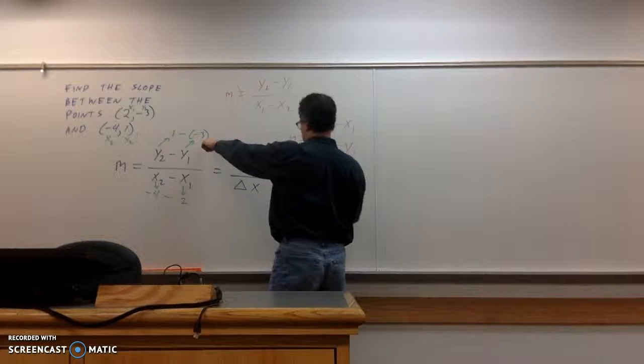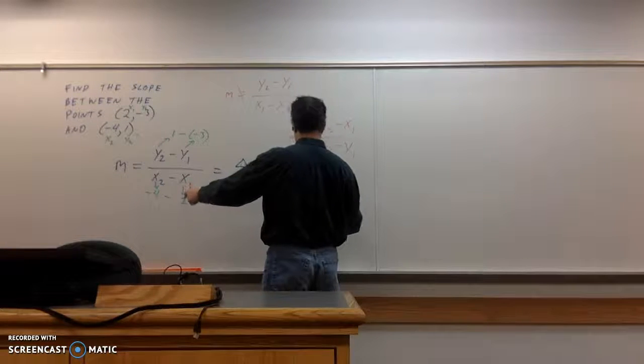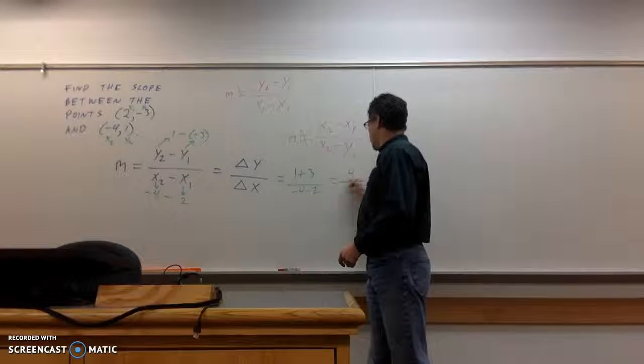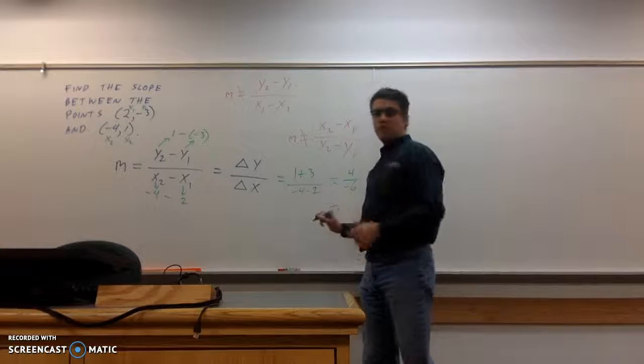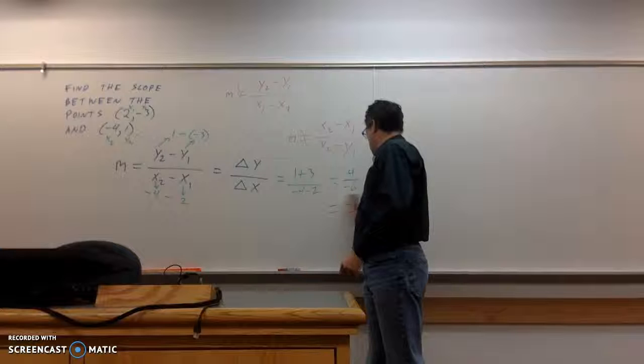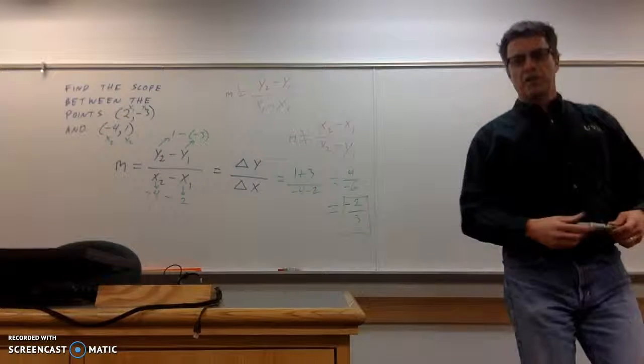That's really 1 plus 3 over -4 minus 2, which then becomes 4 over -6, and don't forget to reduce, -2/3. That is the slope that we've been asked.